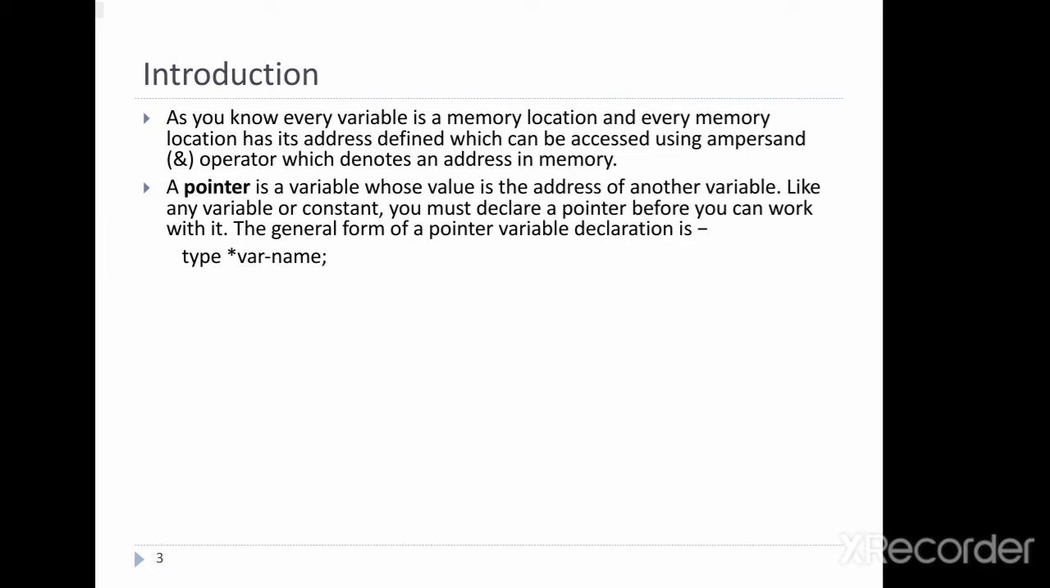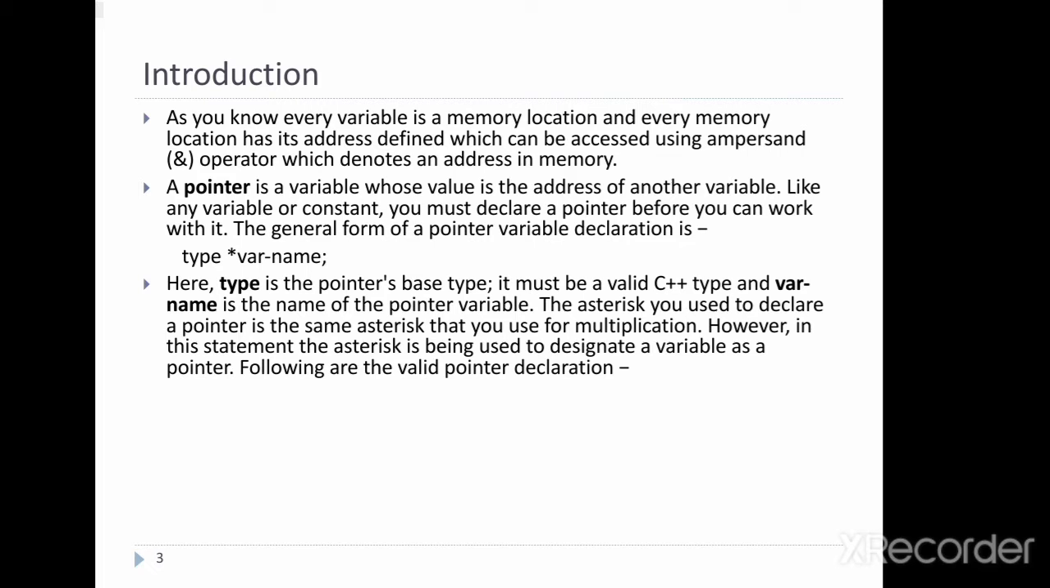As you know, every variable is a memory location, and every memory location has its address defined, which can be accessed using the ampersand operator. So how to define a pointer? The ampersand operator denotes an address in memory. So, type star pointer variable name, as shown on screen. Here type is the pointer base type, and it must be a valid C++ type, and variable name is the name of the pointer variable.